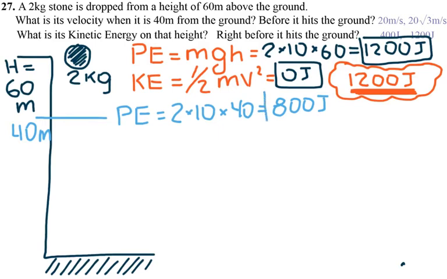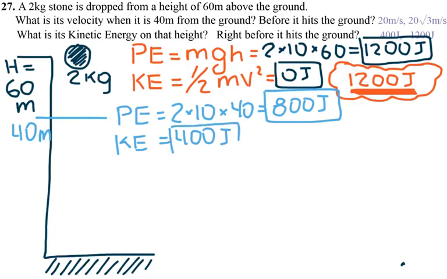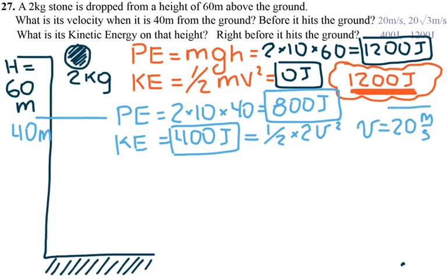But my total energy must be equal to 1200 joules. That means my kinetic energy here is equal to 400 joules, because 400 joules and 800 joules will give me 1200 joules, and equals 1/2 the mass and v squared. So if I solve this for the velocity, I get velocity is equal to 20 meters per second. So I can use kinetic and potential energy, conservation of energy, to find the velocity sometimes.